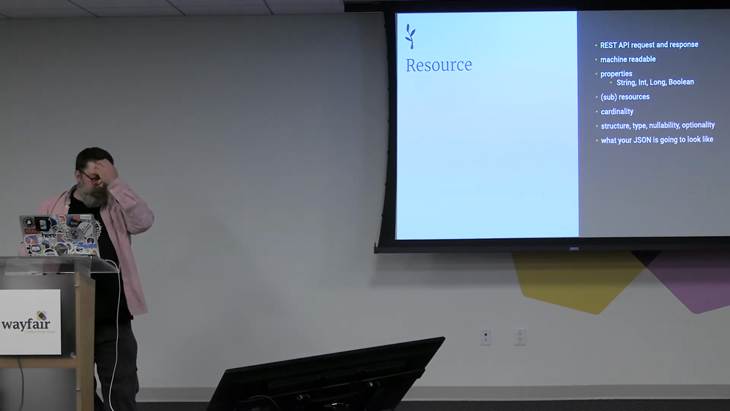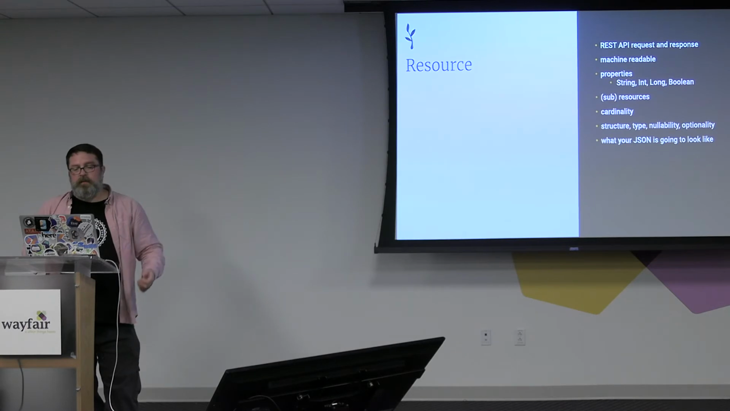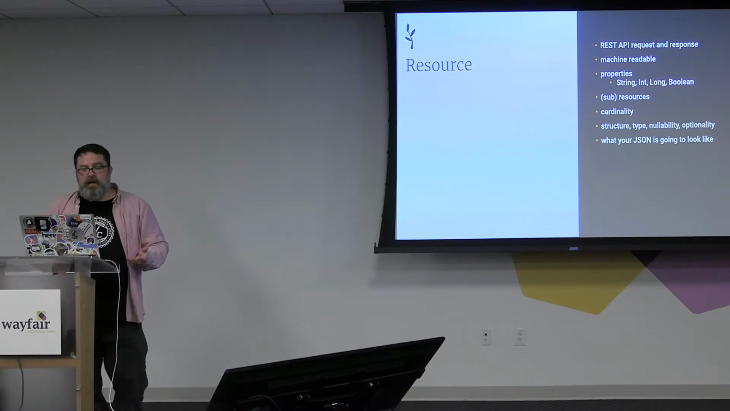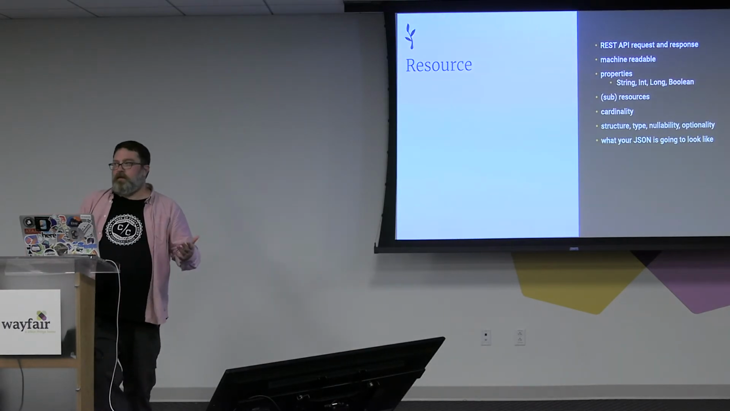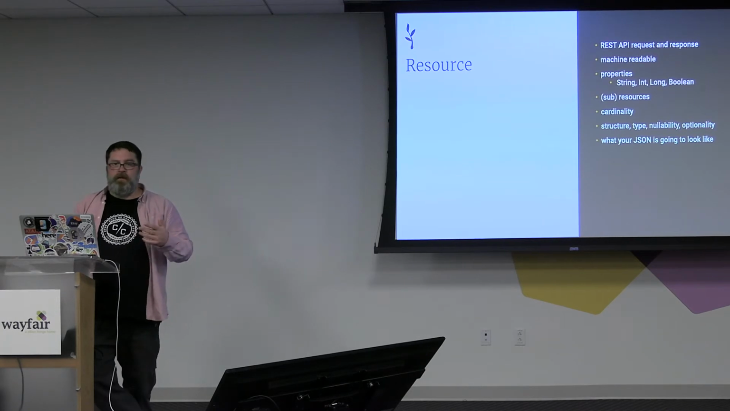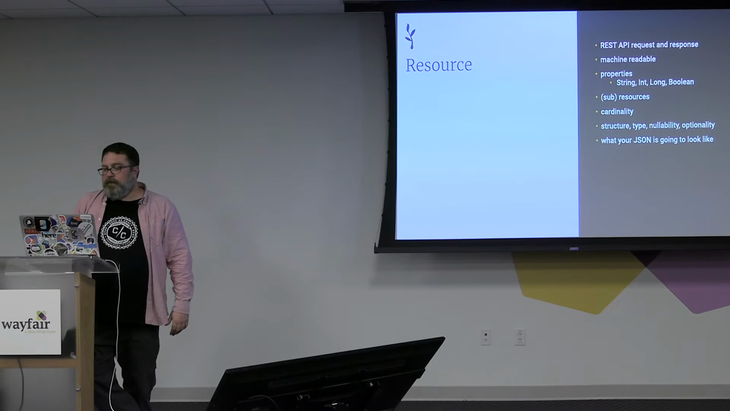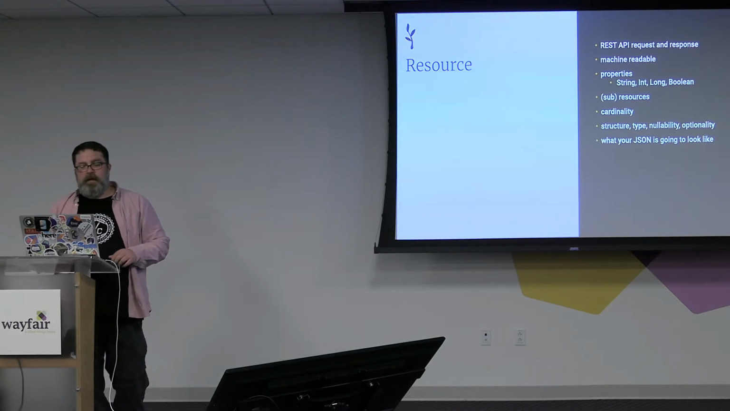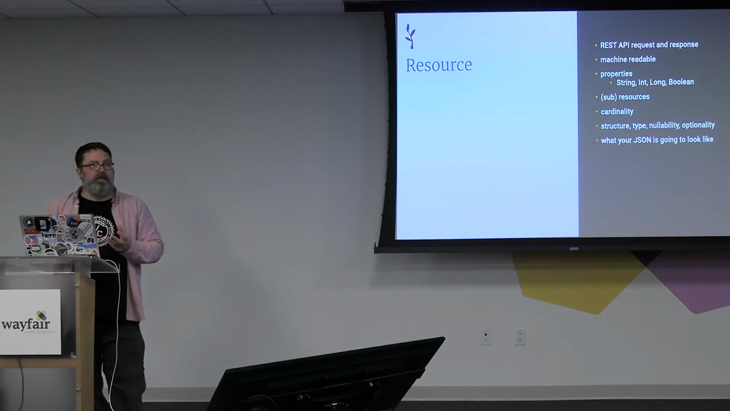One other important thing to call out is that resources can have cardinality, which is basically just the number of things you're getting back. So you can have 0 or 1 or many, only one, that kind of thing. And then, of course, it's the structure, type, nullability, and optionality. Essentially, the reason this is so important is that this defines what your JSON is going to look like.